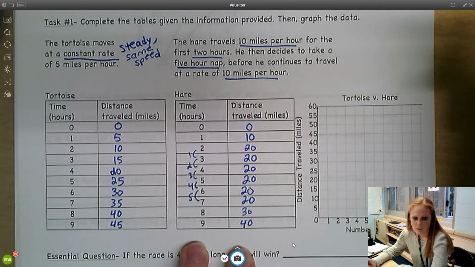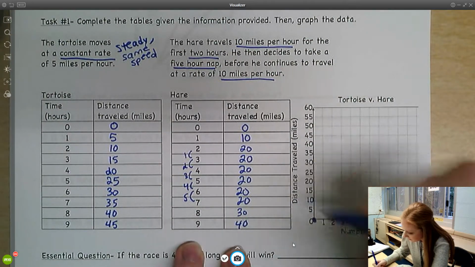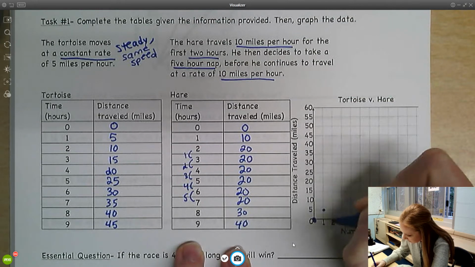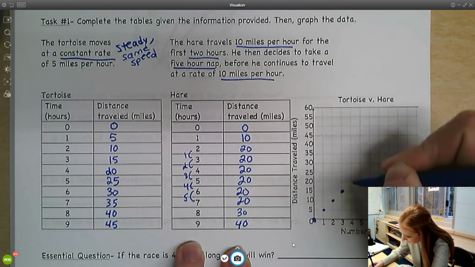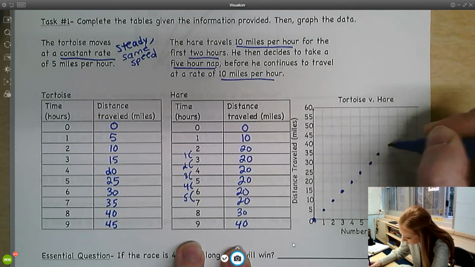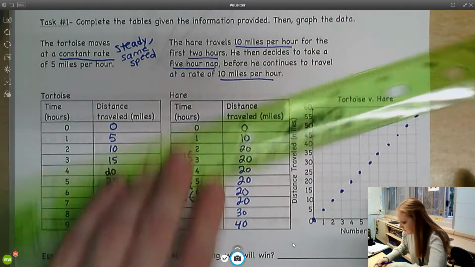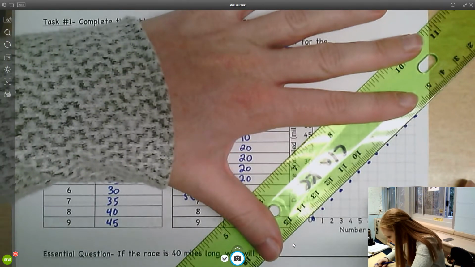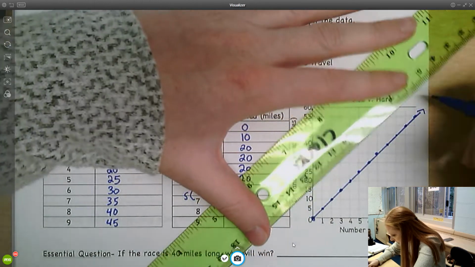Okay, so let's graph this. So let me graph the tortoise. The tortoise starts at 0, 0. Then at 1 hour, he goes 5 miles. At 2 hours, 10 miles. At 3 hours, he went 15 miles. After 4 hours, 20. And you'll notice our slope is just up 1, right 1, really up 5, right 1. And again, this is our tortoise. Slow and steady.